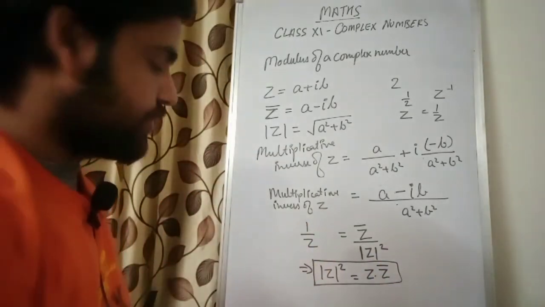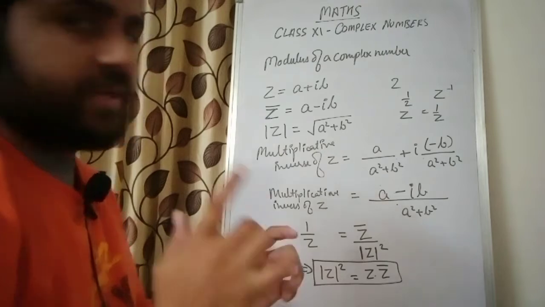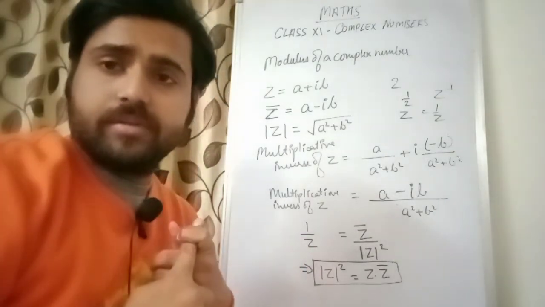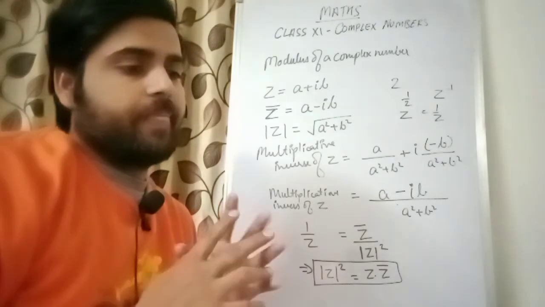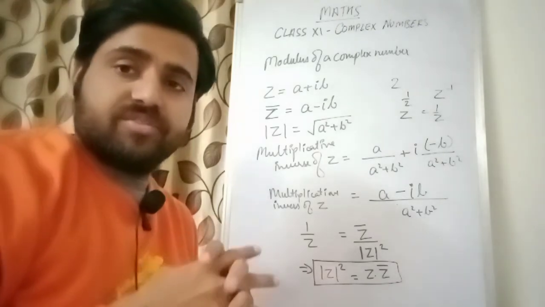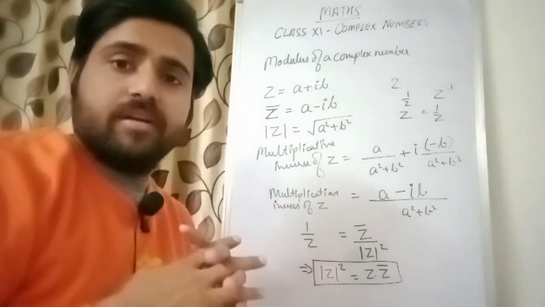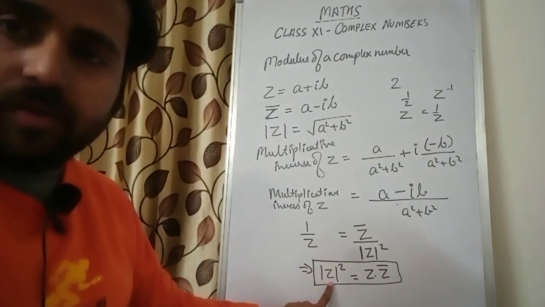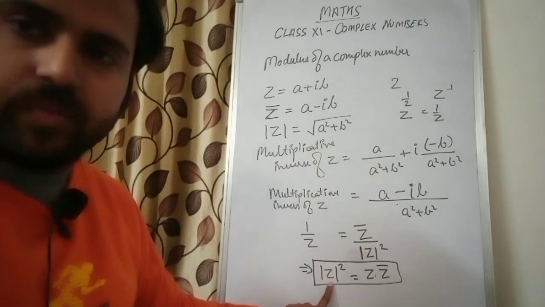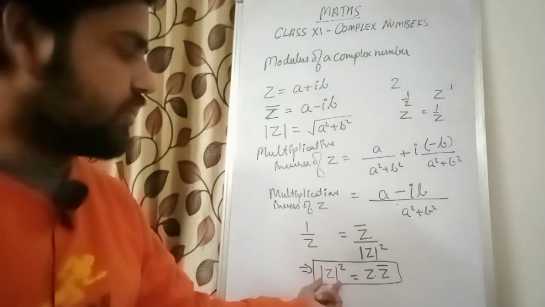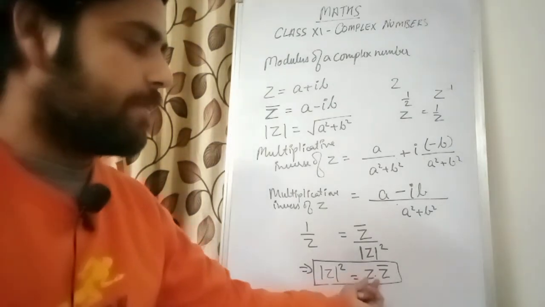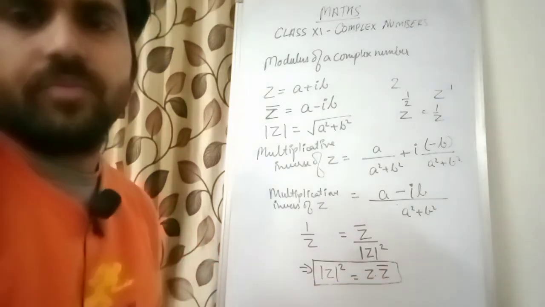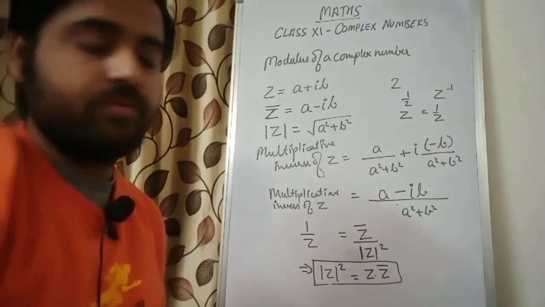All right, I hope it is understood. So I have explained modulus, I have explained multiplicative inverse, and I have explained conjugate. So these three things are correlated with this. All right, the square of mod z equals the product of the complex number and its conjugate. So this you need to remember.